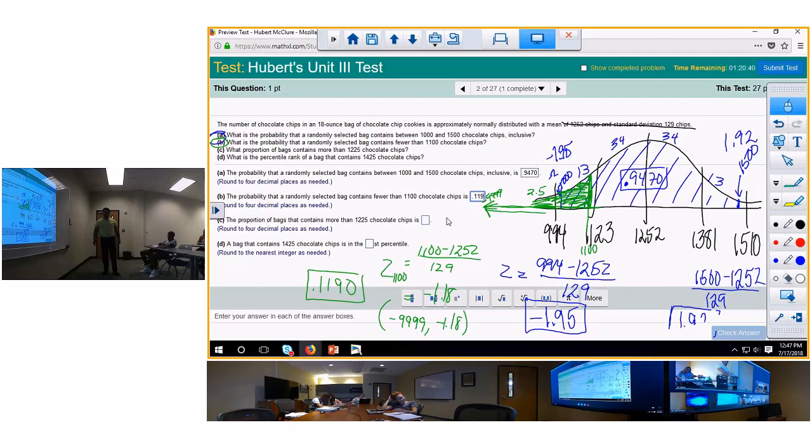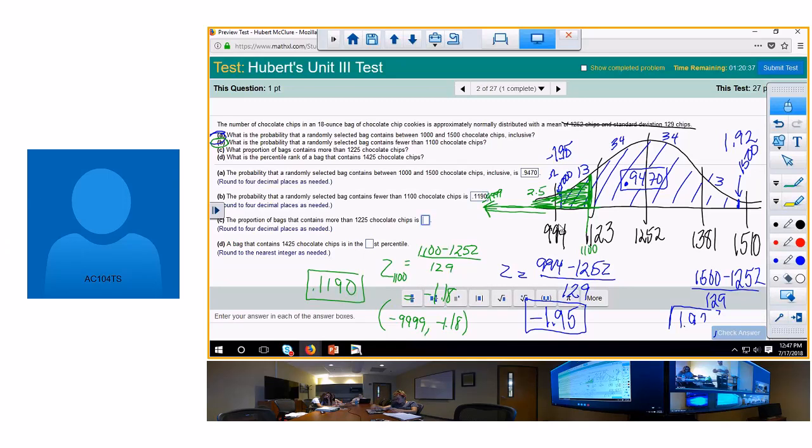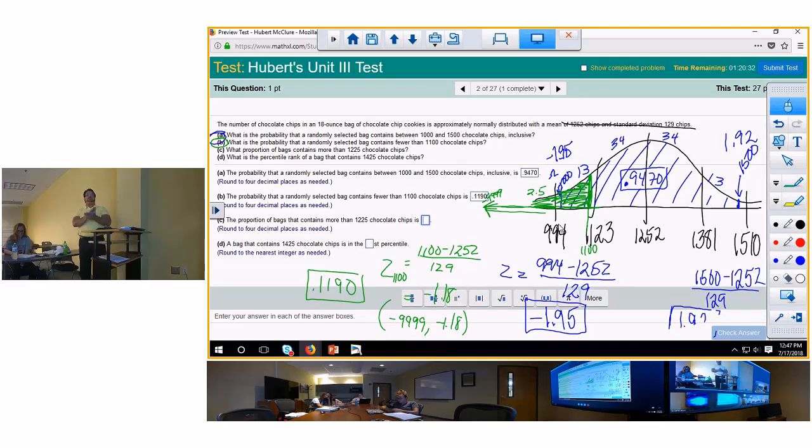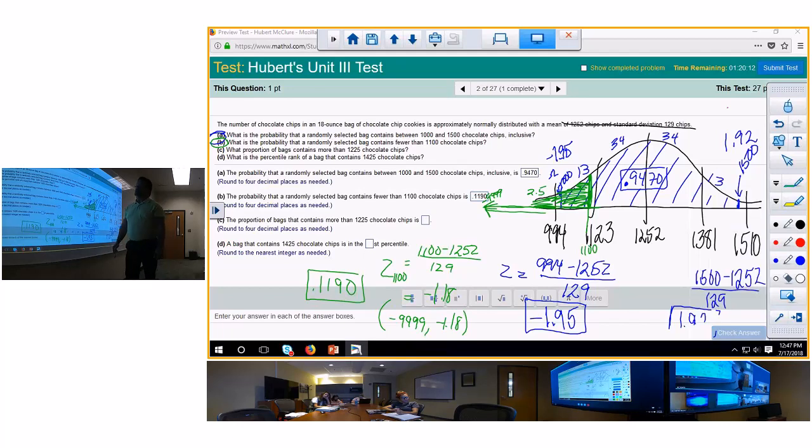0.1190. All right, now, you do the next one. The proportion of bags that contain more than 1225. So I'm going to give y'all a minute or two to do that, and then we'll do that in magenta. We get kind of risque with magenta, but we'll make it, okay? We'll do C in magenta.